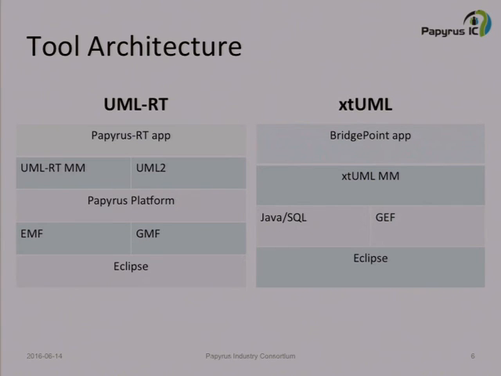The xtUML architecture starts with Eclipse, but then has an older set of technologies with a Java and SQL persistence layer with GEF as the graphics layer, and the UML2 meta model is not present, just the xtUML, which supports the UML2 diagrams but does not persist them in the standard UML2 format, with the application written on top.